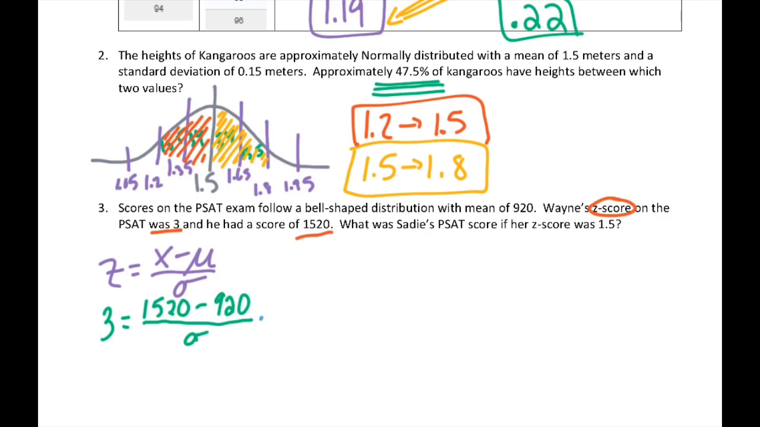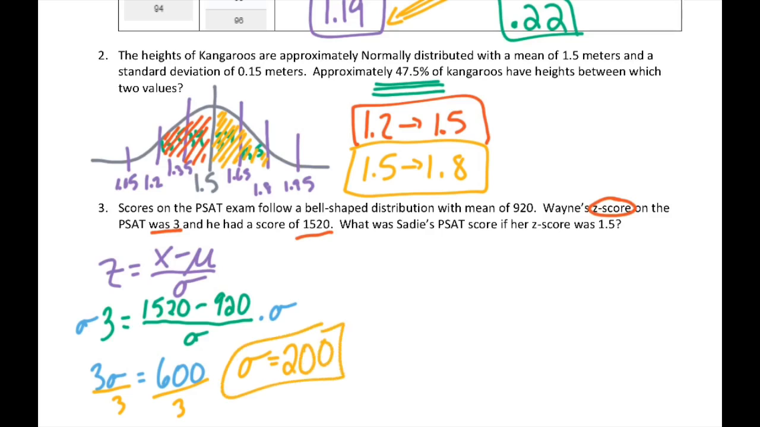So what I can do is multiply both sides by the standard deviation, and we'll get 3 sigma equals 1520 minus 920, which is 600. And then we'll divide by that 3 and get the standard deviation equals 200. So right now we haven't actually answered the question, we've just found some missing piece.